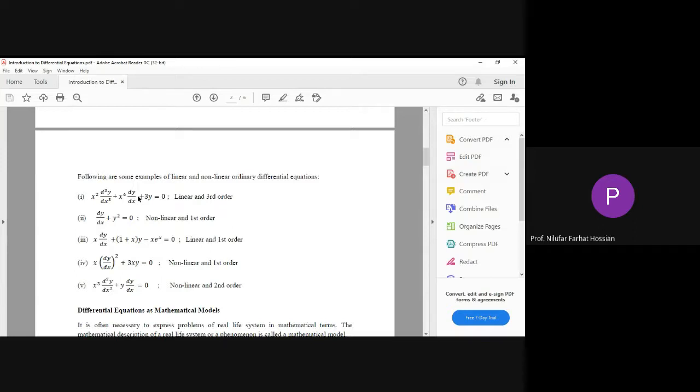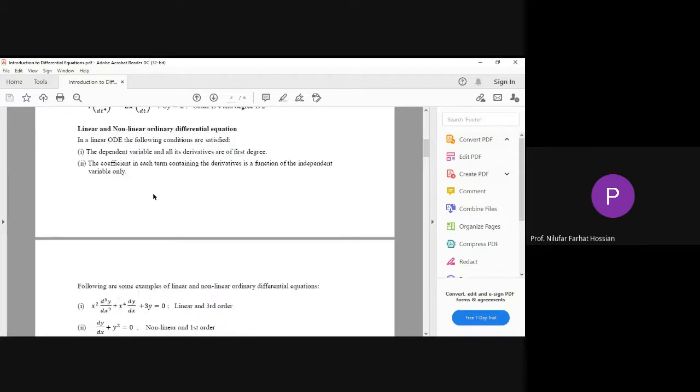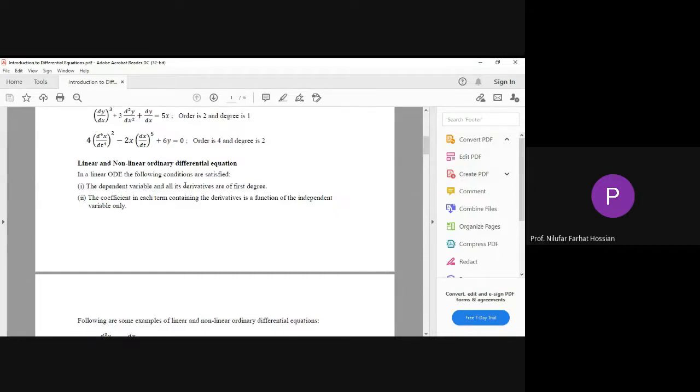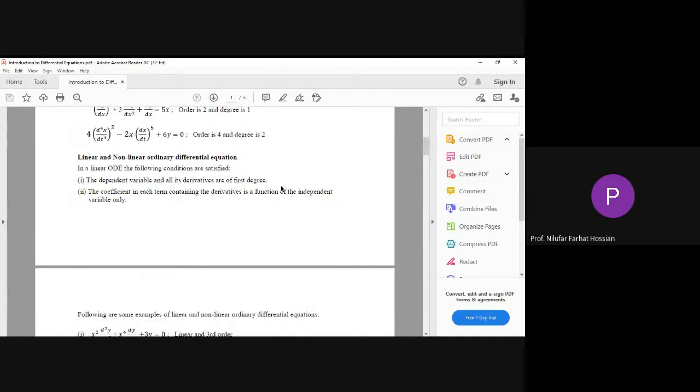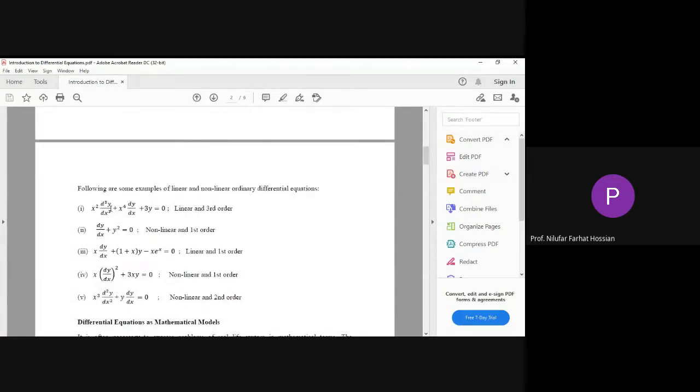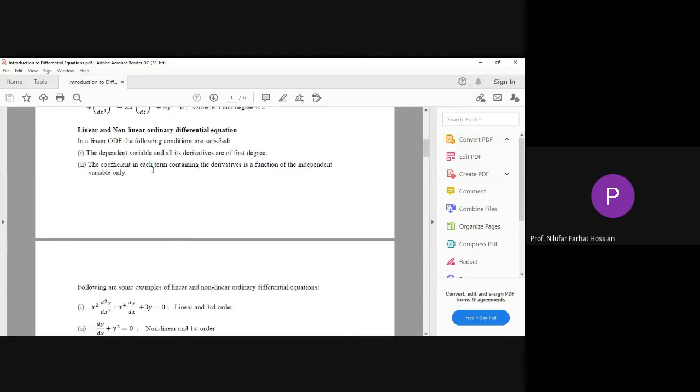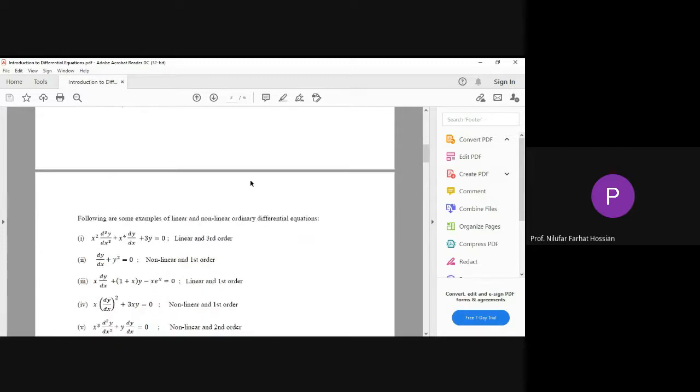So it is okay. And the dependent variable is y, and here the power of y is 1. So the first condition is satisfied: the dependent variable and all its derivatives are of first degree. The dependent variable y has the power 1, and both the derivatives have the power 1. Now look into the second. The coefficient in each term containing the derivatives. Here, these two terms contain the derivatives. What are the coefficients? Coefficients involve only x, the independent variable. There is no y in the coefficient.